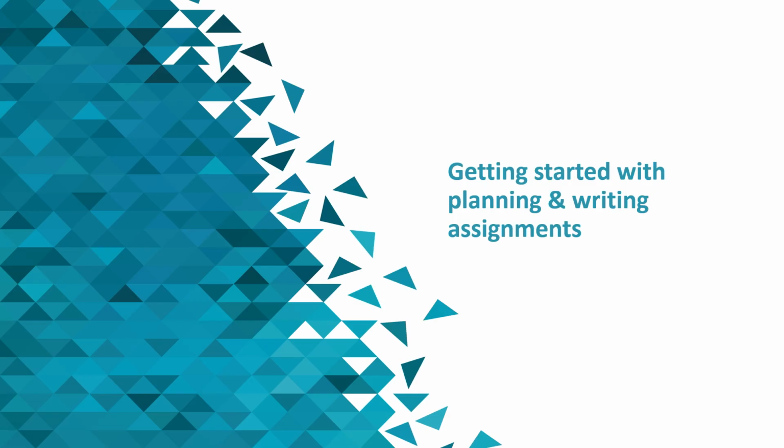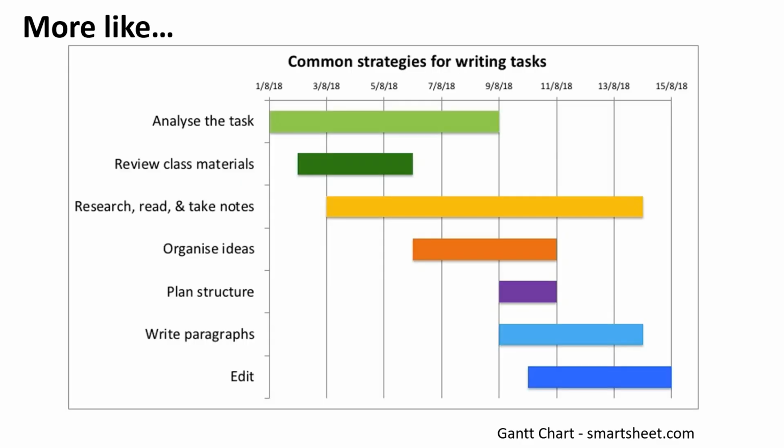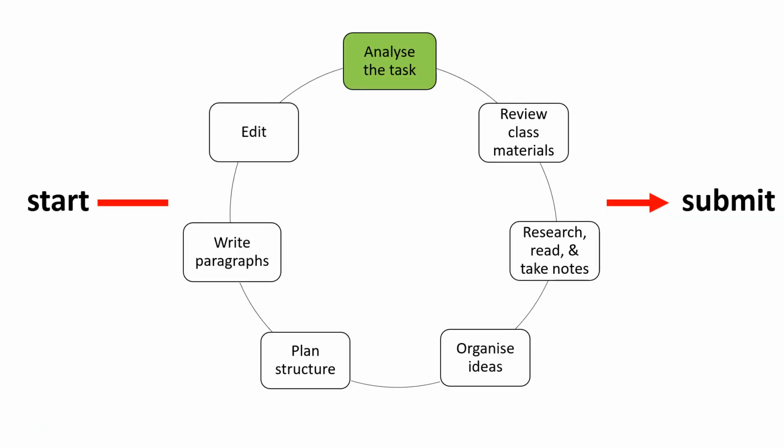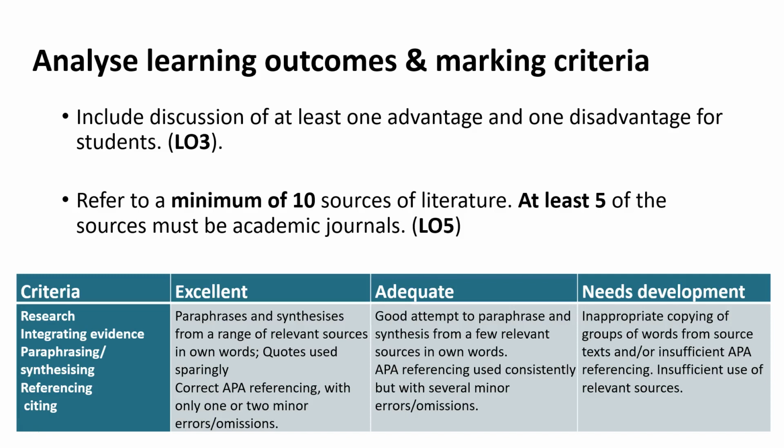When you're getting started with planning and writing assignments, here are some strategies that you'll commonly use. You might not do them in exactly this order, as you'll probably switch between strategies as you go. Actually, it's probably more like this over the period that you're working on your assignment. After you've analysed the task using keywords, also analyse the learning outcomes and marking criteria.